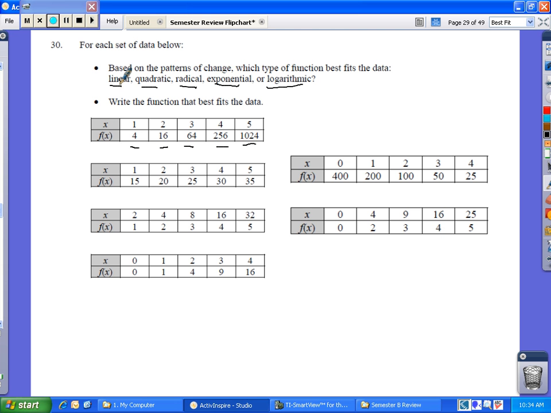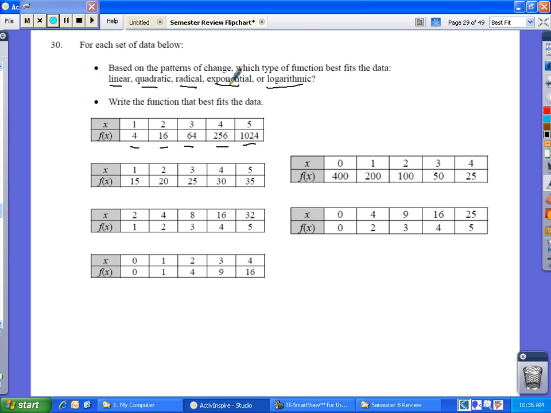So a linear equation is going to have a constant change in x and y. A quadratic equation is going to have a constant change in x, but the second difference of y's is going to be the same. A radical is going to be switched from a quadratic, so it's going to be just the opposite of a quadratic. So the y will be constant, but the x will have a second, third, fourth, etc. difference. And if we're just looking at a radical, we're probably only going to the second difference.